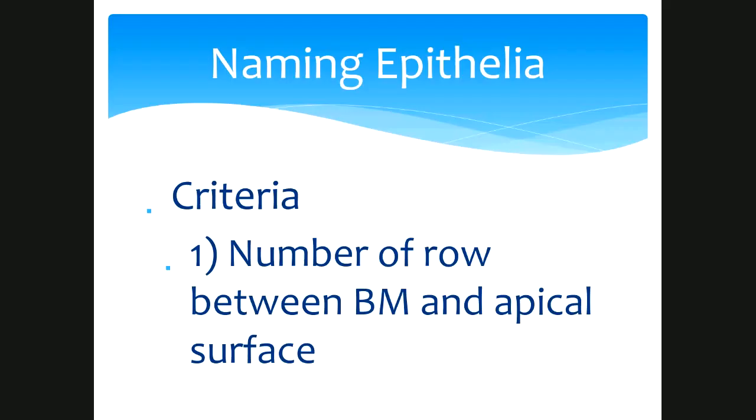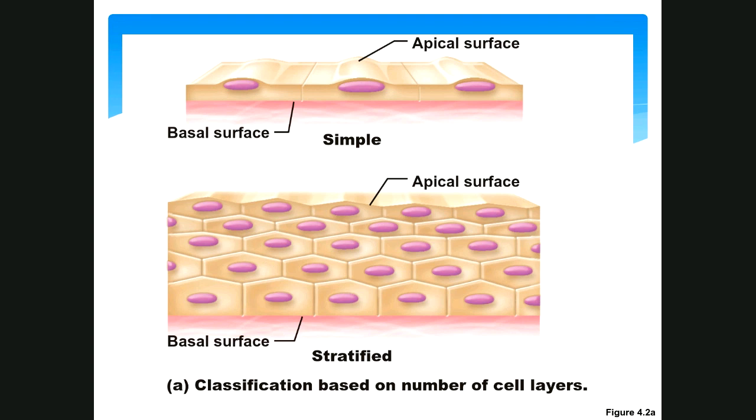And so we're going to have to do that every time that we find an epithelial tissue. And then we want to be able to talk about epithelial tissues, and so we're going to name them. And in order to name them, we're going to look for two criteria. One is how many rows of cells are there between that apical surface and that basement membrane. And when you look, there are only two choices. You can have one row of cells. There's our apical surface. There's our basement membrane. One row of cells, and there it is.